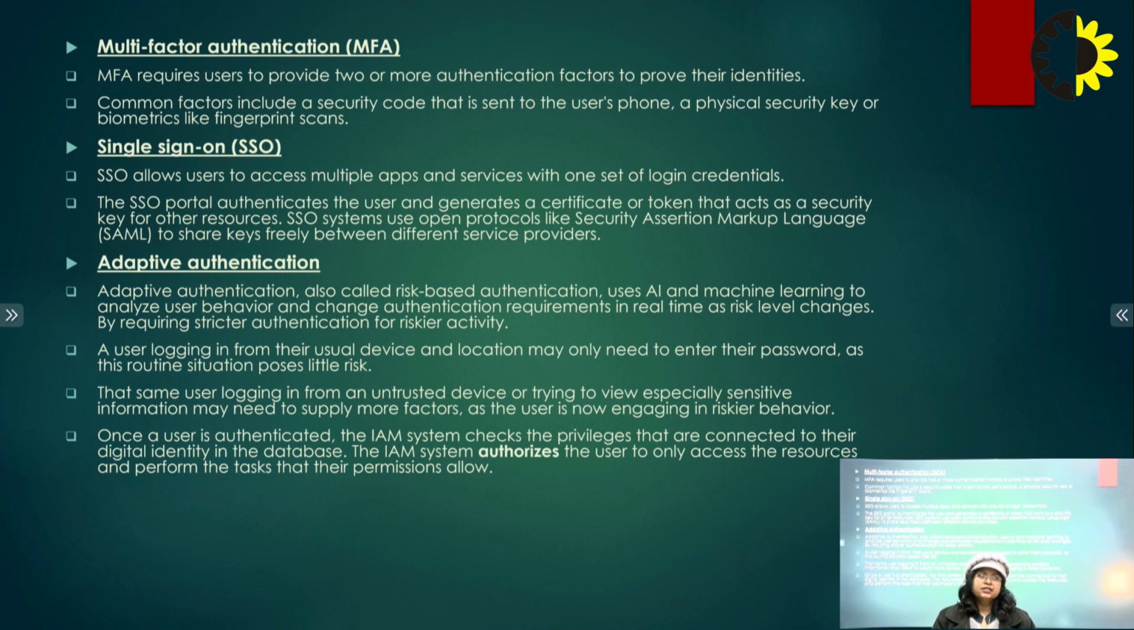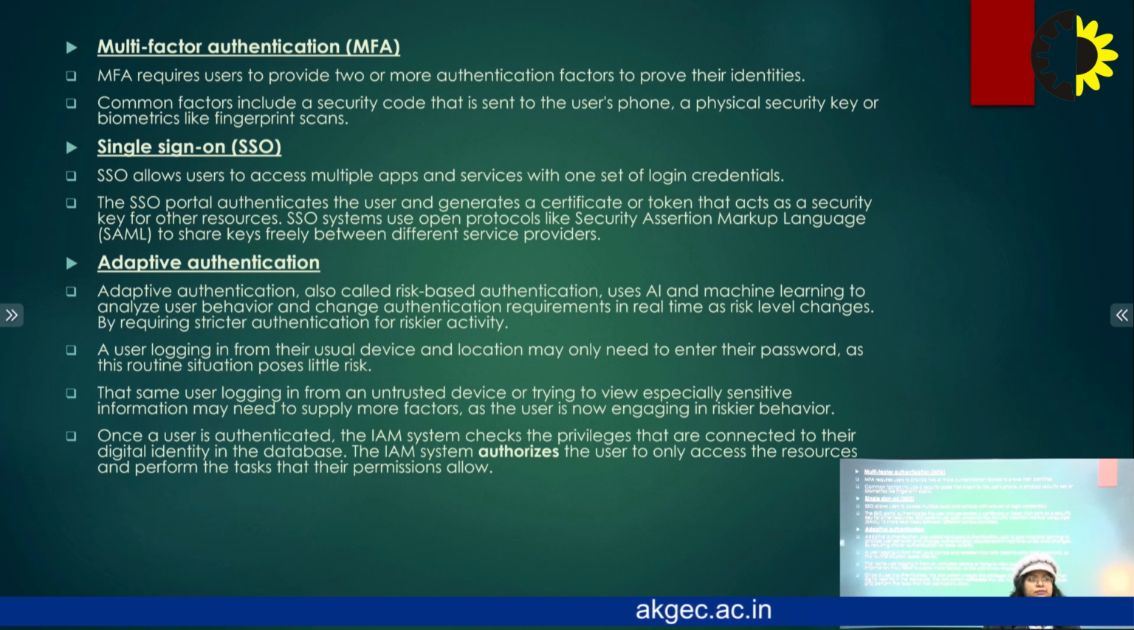The second one is single sign-on. Single sign-on means we can use a single set of login credentials to log in to multiple different applications and services. A single sign-on portal authenticates the user and generates a certificate or token that acts as a security key for other resources. Single sign-on systems can use open protocols like Security Assertion Markup Language to share keys freely between different service providers. The next one is adaptive authentication.